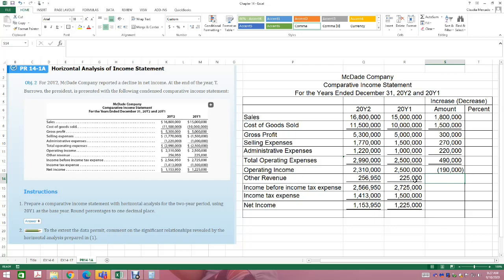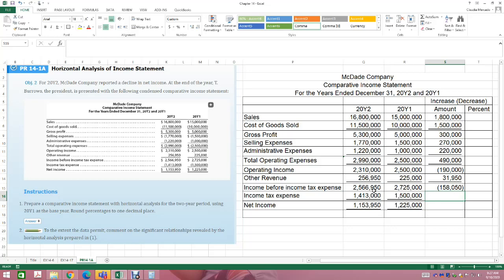Other revenue. We had 225 last year. We have 256 this year. So we're going to go ahead. That should be an increase of 31,950. Okay? Income before income tax expense. Last year we had 2,725,000. This year we have 2,566,000. So my income is going to decrease. And it decreased by $158,050.